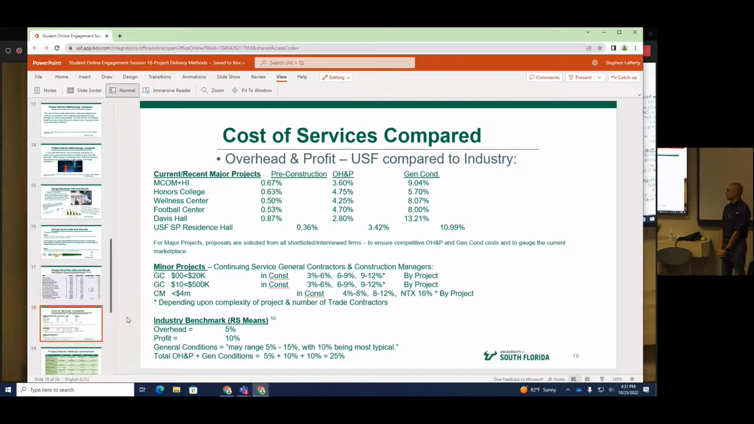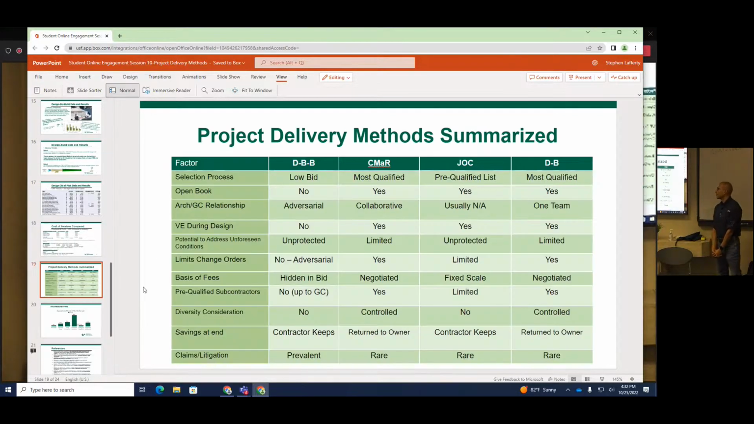So for our benchmarks, if you look at the industry benchmark, the contractor is making about 10% profit into their pocket, 5% to cover their overhead, which is the cost of their general office and stuff like that. And then general conditions, which is the cost of the office trailer, all of the stuff that goes into producing the project, ends up being about 25%. We've been pretty successful in negotiating significantly less than that, just at USF. Not because we beat them up, but just because we've been fortunate.